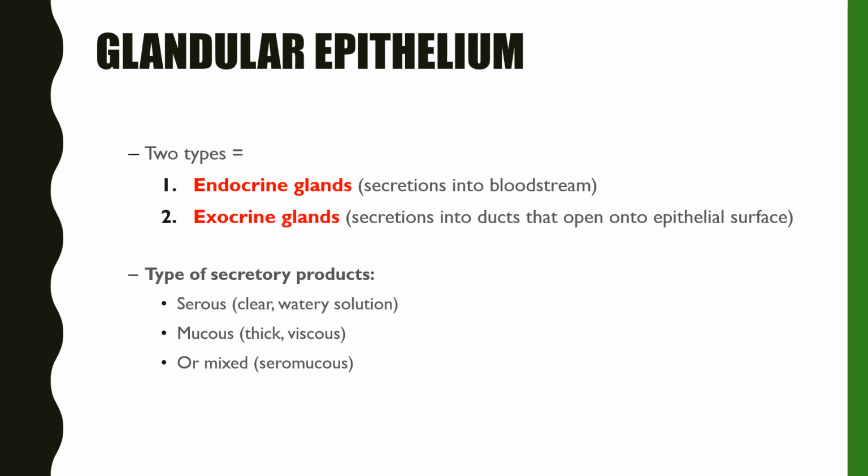There are three types of secretory products of the glands. First, serous, meaning a clear or watery solution. Second, mucous, which is a thick and viscous solution. Or it can also be a mix between serous and mucous, and in some books they put it as seromucous.